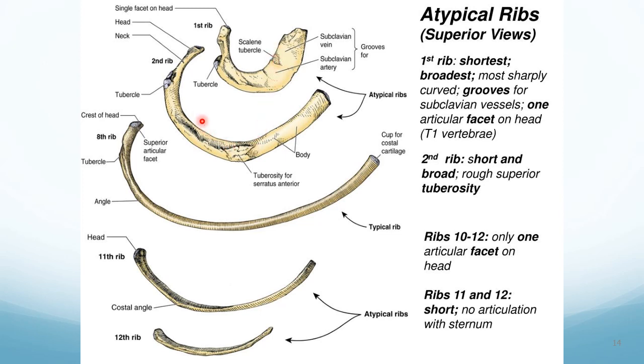The second rib is atypical also. Why is it atypical? Because it is a transitional rib between the first and the third rib. It has oblique surfaces, showing here the tuberosity for serratus anterior muscle attached to this area. This is its rib. This is atypical.